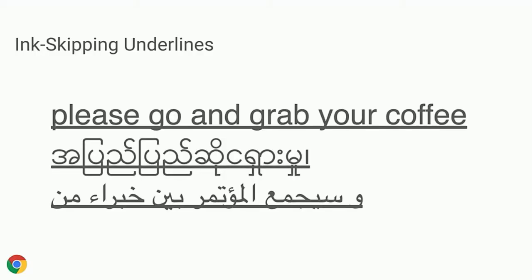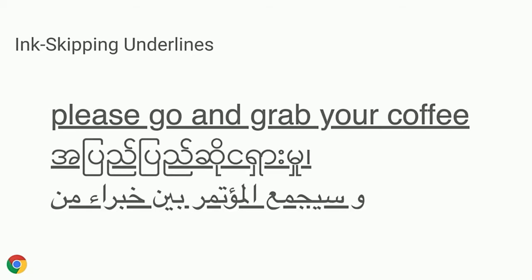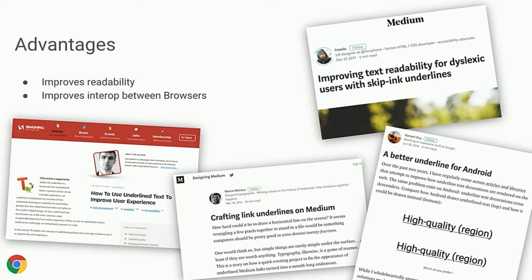So we do ink skipping underlines. Here are some text examples of Latin, Burmese, and Arabic. And this is the new default that we're using. And we believe it does improve readability, and also because Safari has been shipping this since, I think, Safari 8 in 2014, we'll also improve interoperability between browsers.